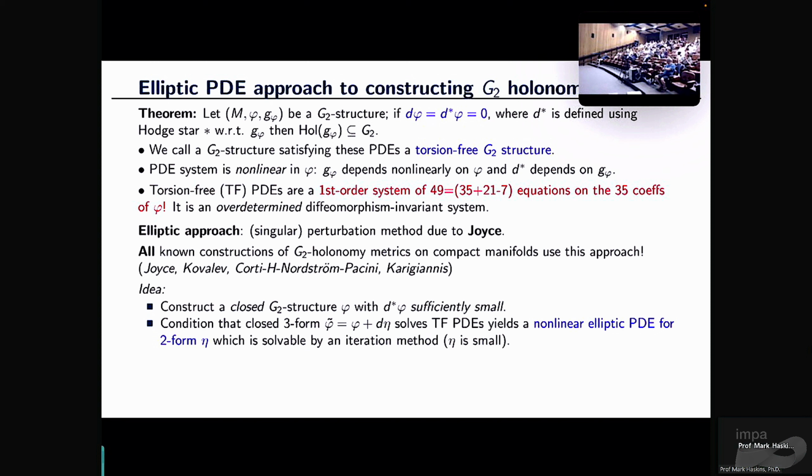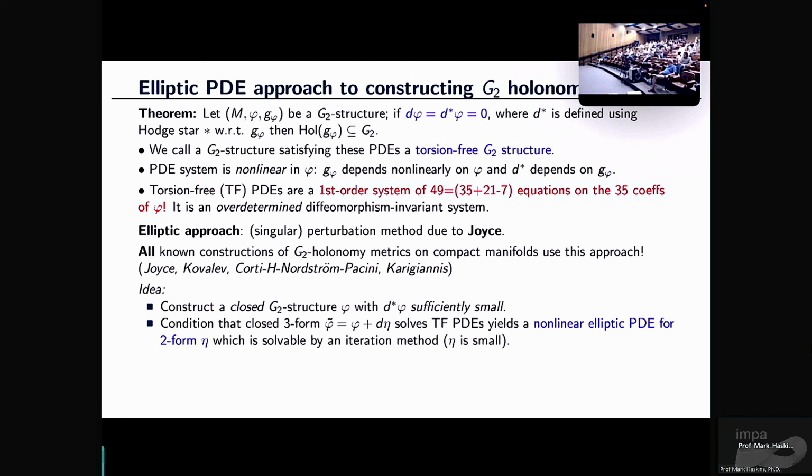So the idea of the approach is, well, we somehow construct a 7-manifold and a G2 structure on it, which we show to be closed. And then we've satisfied one of the 2 equations. And then rather than asking that d star phi is 0, we somehow arrange something so that d star phi is sufficiently small.